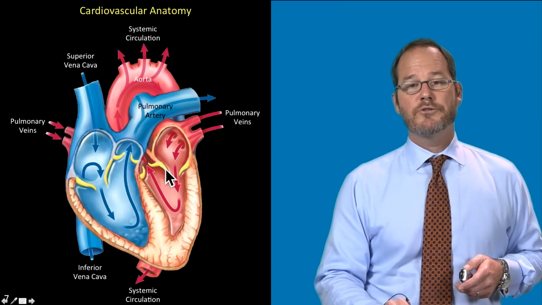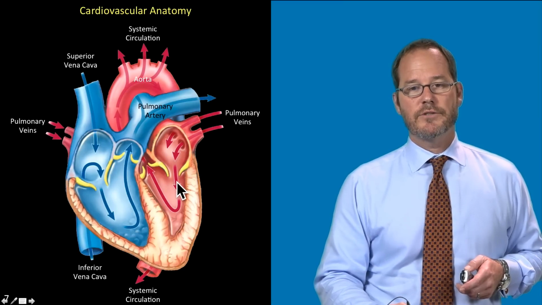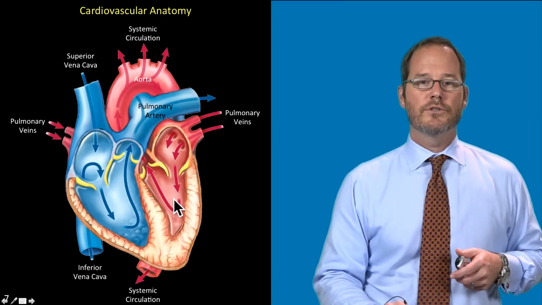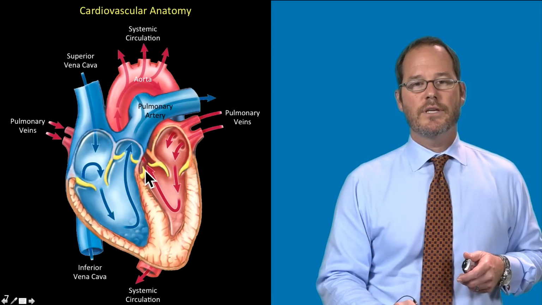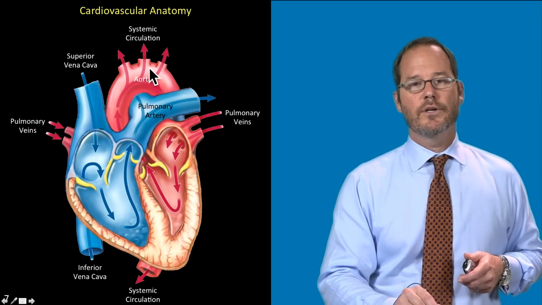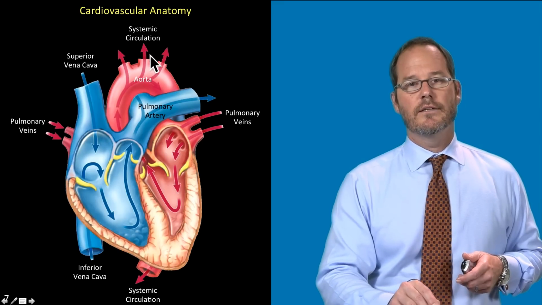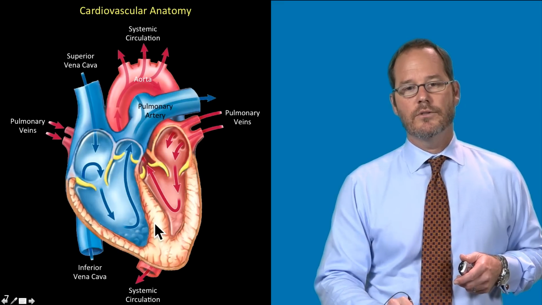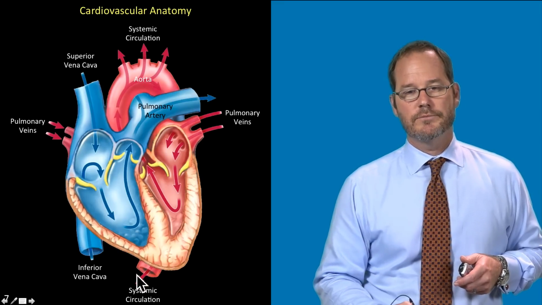It goes through the mitral valve into the left ventricle, and then when the left ventricle contracts, it pushes the blood out the aortic valve into the aorta, which delivers blood to the head and upper limbs, and then down to the systemic circulation.